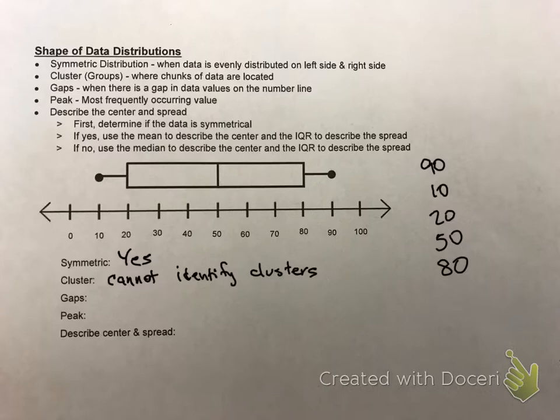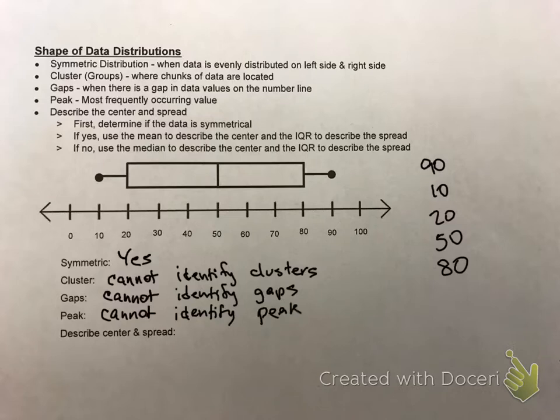We also cannot identify any gaps because there are no gaps in a box plot that would tell us, oh, there's a big gap between this number and another number. So again, cannot identify gaps. We also cannot identify the peaks. Yes, we can tell what the highest number is in the data set, but we don't know if that's the peak or just the highest number. So we cannot identify the peak.